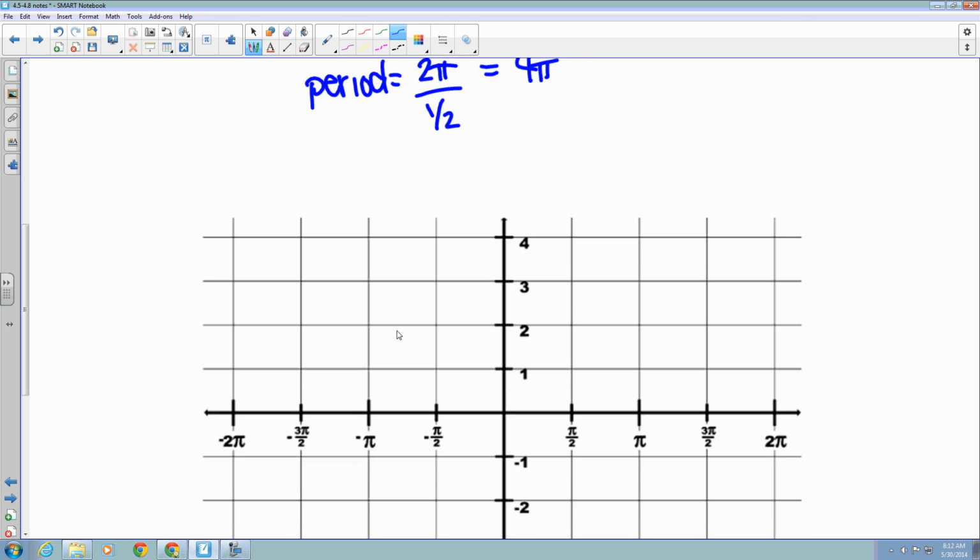So in fact, this is not going to fit on this graph. So we're going to change this and say that this is our scale to make it fit here.